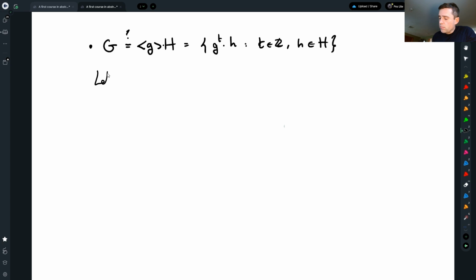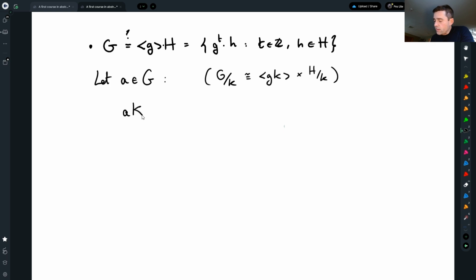Let A be some arbitrary element of G, and then consider that we do know that G modulo K is isomorphic to GK cross HK, right? So if I consider the coset AK, that has to be some power of GK, let's say to the T, times some coset, let's say HK.